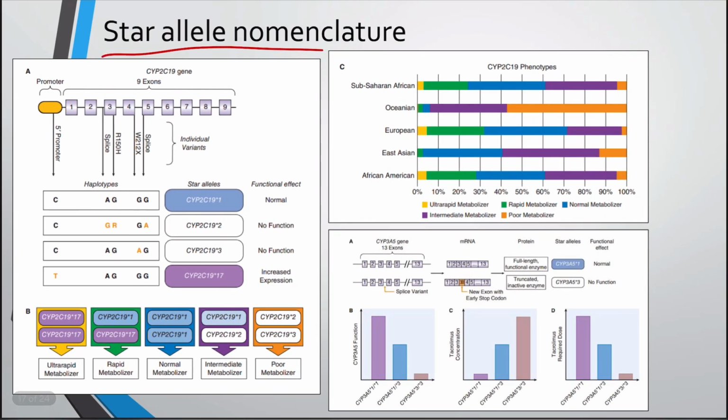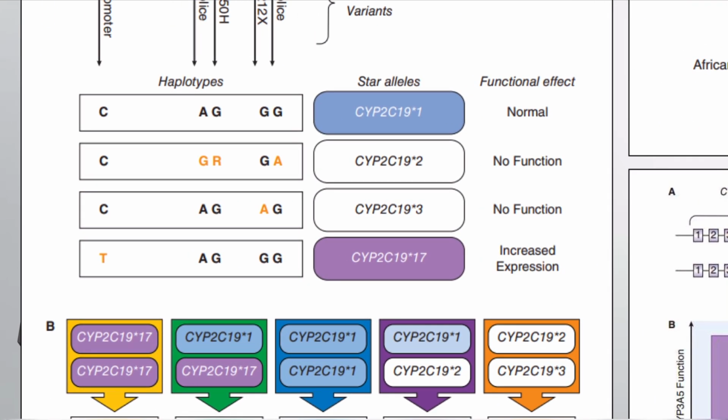Then coming to the star allele nomenclature. As you can see here, we have several cytochrome enzymes. The gene responsible for coding the cytochrome enzyme we are going to study is CYP2C19. First we have CYP2C19 star 1. Star 1 is the wild type, so it will have a normal effect. Then we have CYP2C19 star 2 and star 3. In these we have a mutation, and because of this it will lead to no function of the enzyme coded by this gene.